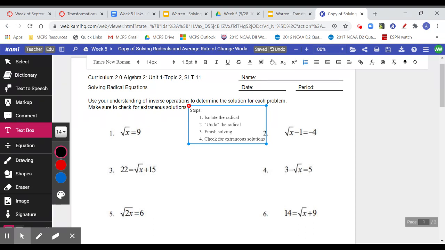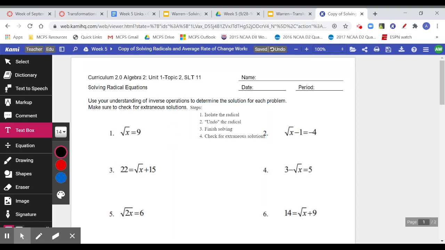Okay, and that is going to happen with radical functions when we have a square root. Not in every problem, but it will happen sometimes. And that comes from the fact that a negative number squared is a positive number, right? So that kind of messes with things sometimes. So we always have to check for extraneous solutions.